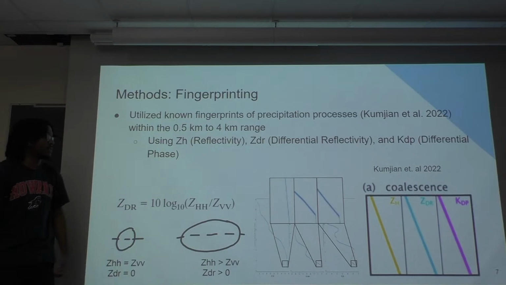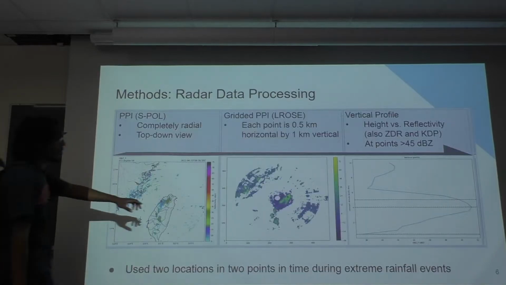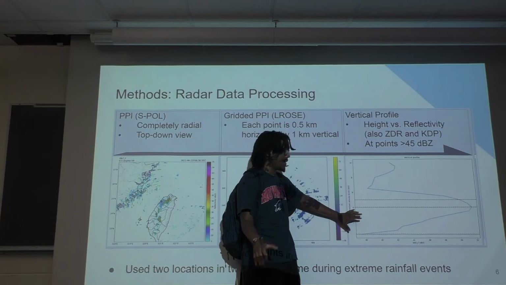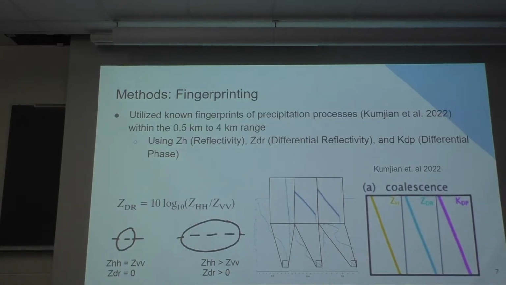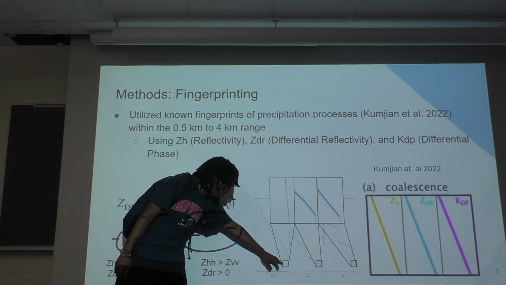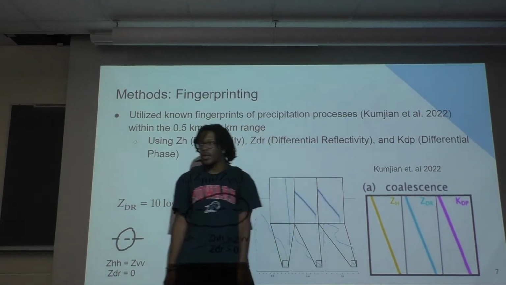We use known fingerprinting techniques of precipitation processes. You can see in the bottom right that shows vertical profiles of fingerprints for coalescence, and we used the range from 0.5 to 4 kilometers. I think it's shown on the last slide. Yeah, over here, around 5 kilometers is where the melting line is. So the area of interest that we were looking at was from 0.5 kilometers to 4. So we used that range in order to figure out these vertical profiles. Basically, we just used each point that shows these fingerprints, and that lines up with the coalescence example.